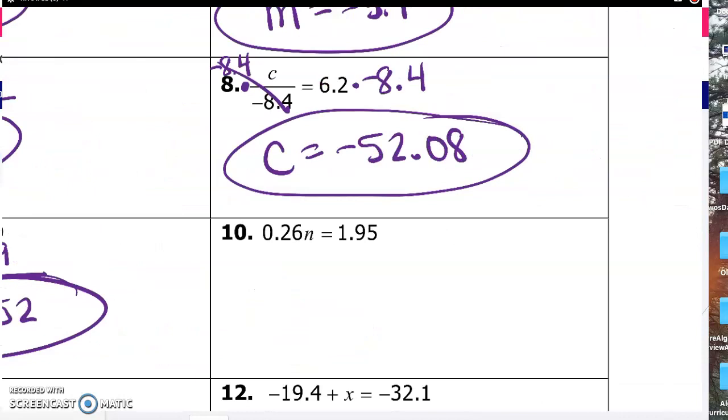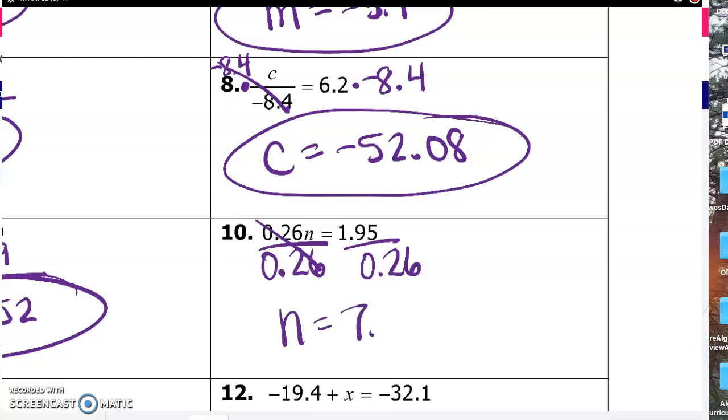Number 10, 0.26n, so that means they're being multiplied. So to undo multiplication, we need to divide by 0.26. Those cancel, give us n. 1.95 divided by 0.26 gives me 7.5.